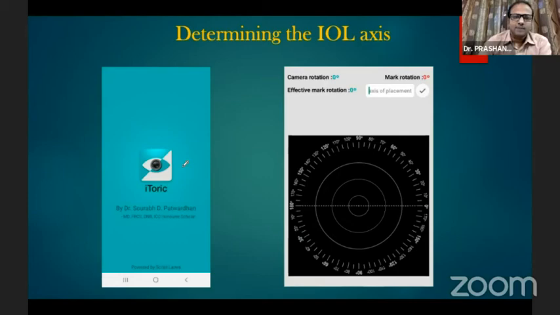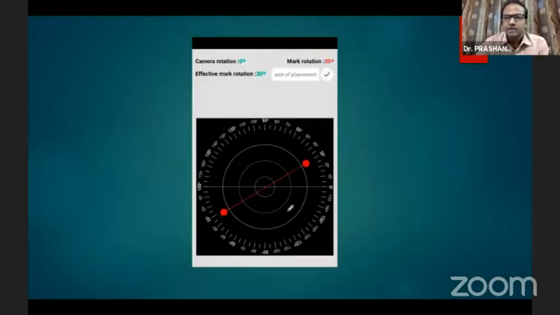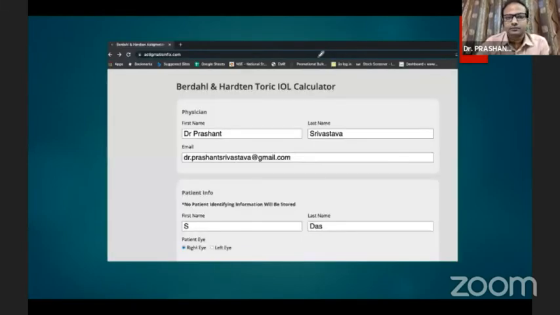This is a smartphone app developed by Dr. Saurav Patwardhan. It is freely available on the Android platform in the Play Store. What you do is ask the patient to sit at the slit lamp, take a picture of their IOL, and make sure the camera rotation is 0. All mobile phones have a gyroscope, so they can detect a small amount of rotation. Once the camera rotation is 0, take a picture, and then draw a line across the dots of the toric IOL, so that you can get the actual axis of rotation of the IOL.